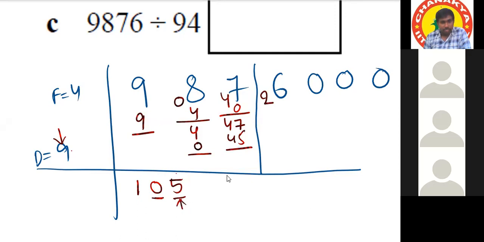How much? 4 5s are 20, and the remainder is 6. In 6, will 5 go or not? And one more thing here, we forgot. Sir, we forgot to put the decimal. Yeah, we need to keep the decimal here.